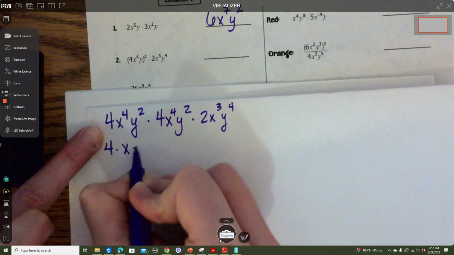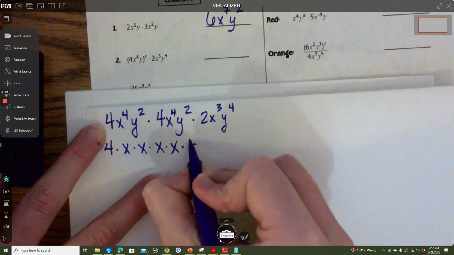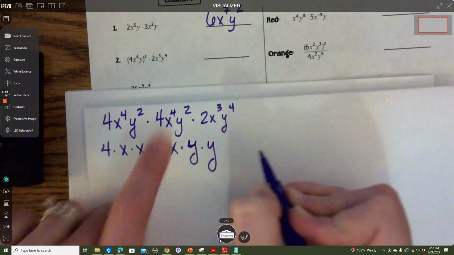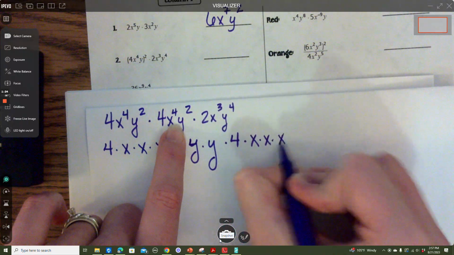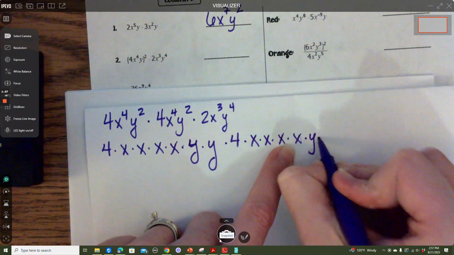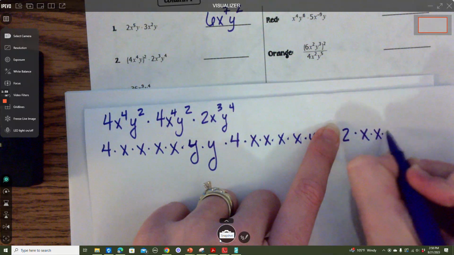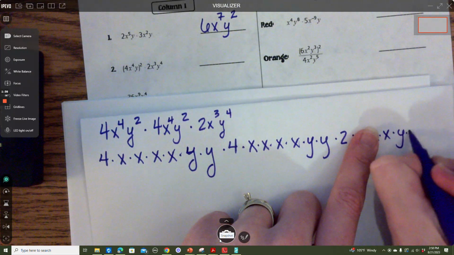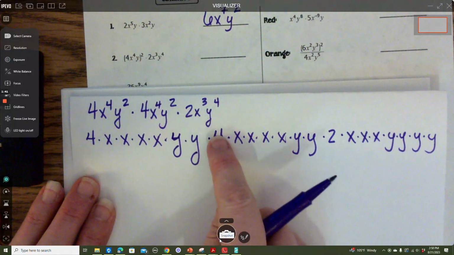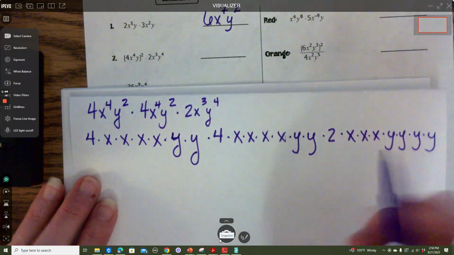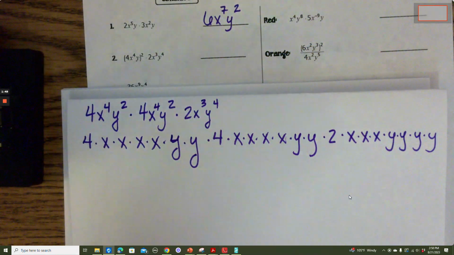So 4, x's, and then 2 y's. And then the same thing again, 4, and then times 4, x's, and then 2 y's. And then I've got a 2, 3 x's, and then I've got 4 y's. Okay, so numbers here, I've got 4 times 4 times 2. So 4 times 4 times 2 is 32. So that's my number.